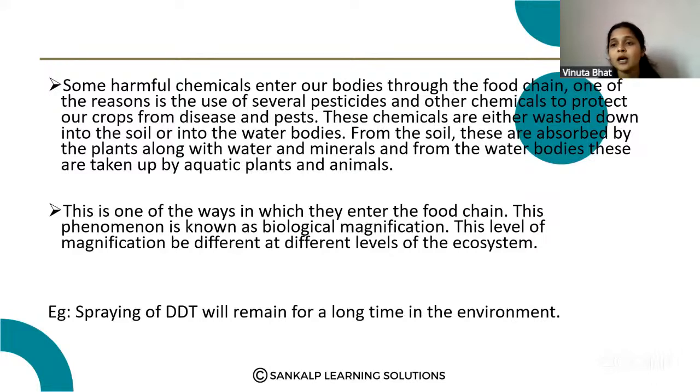The presence of the chemicals in their body is less. So when they are eaten by the human beings, the chemicals are more in the human bodies. So the chemicals increase at the next level, and that is called biological magnification. So it is different at the different trophic levels. For example, spraying DDT will remain for a long time in the environment. So that is the answer.